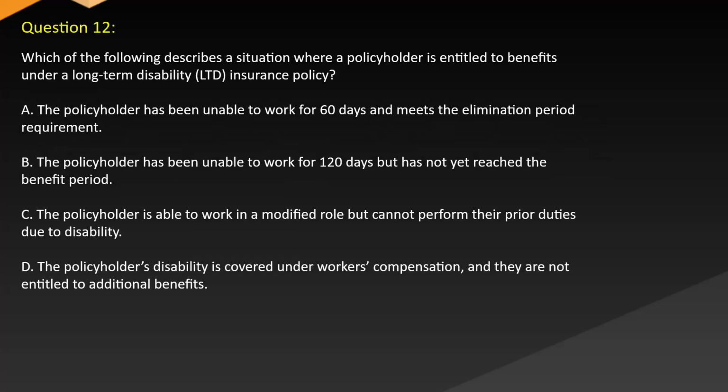Question 12. Which of the following describes a situation where a policyholder is entitled to benefits under a long-term disability insurance policy? A. The policyholder has been unable to work for 60 days and meets the elimination period requirement. B. The policyholder has been unable to work for 120 days but has not yet reached the benefit period. C. The policyholder is able to work in a modified role but cannot perform their prior duties due to disability. D. The policyholder's disability is covered under workers' compensation and they are not entitled to additional benefits.